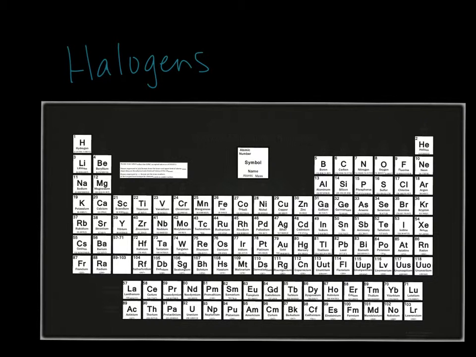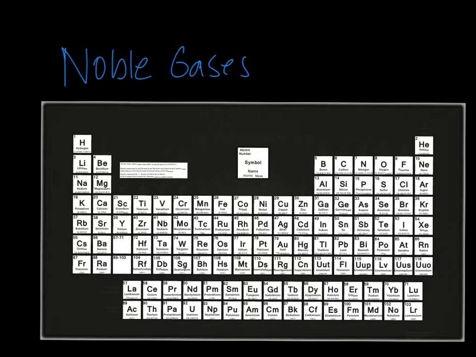And then next are the halogens, and they are down here at this end. And that's group 17 or 7A. And then the last are the noble gases. And it's usually the group that everyone's the most familiar with. It's the last group. So this group is group 18 or 8A.